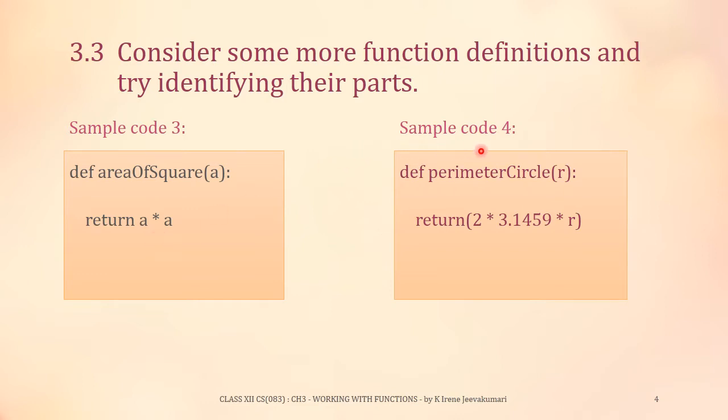When you come to sample code 4, that also starts with the keyword def, and the name of the function is perimeter circle. It has a parameter r, and this one also ends with a colon. This function returns the computed result of the perimeter of a circle. So the return statement can take an expression also.